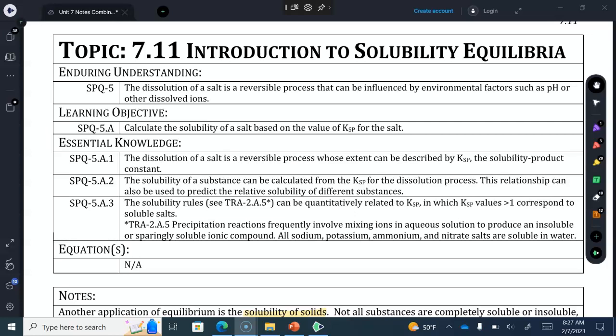Hello everyone, welcome to topic 7.11, Introduction to Solubility Equilibrium. By the end of this, you should be able to calculate the solubility of a salt based on the value of the Ksp, or solubility product constant, for that salt.